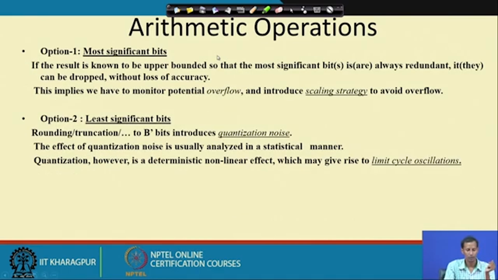So, in arithmetic operation we can have two options, one is for MSB, another one is for LSB. Okay.